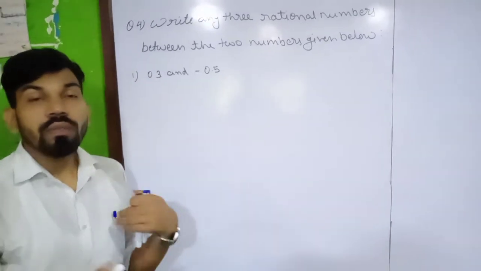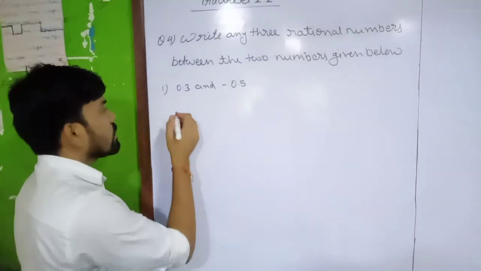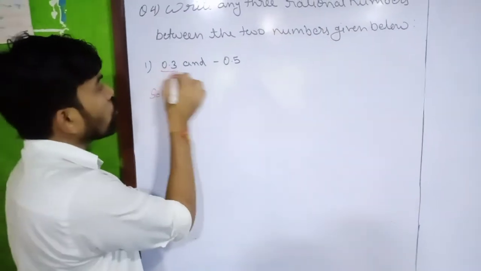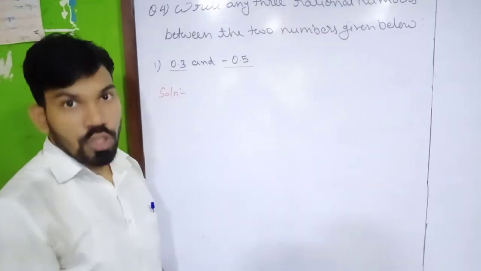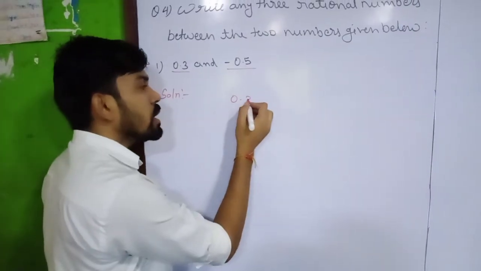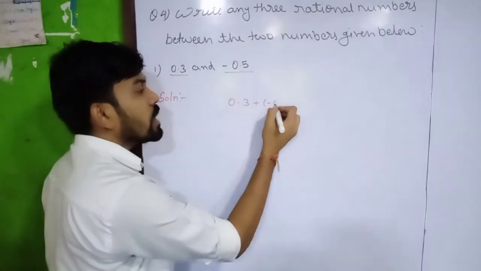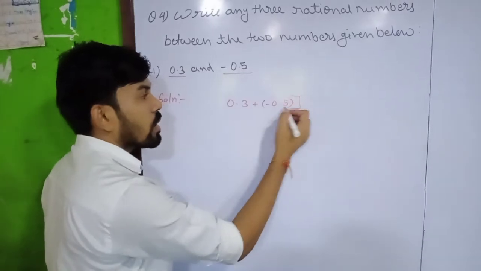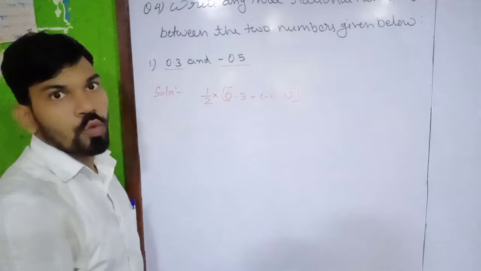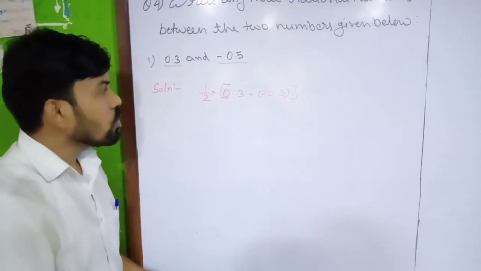But now how are we going to find that? Let's start. Here we have 0.3 and minus 0.5. So first 0.3 plus minus 0.5, that we multiply by 1/2. Yes. So what are we getting?